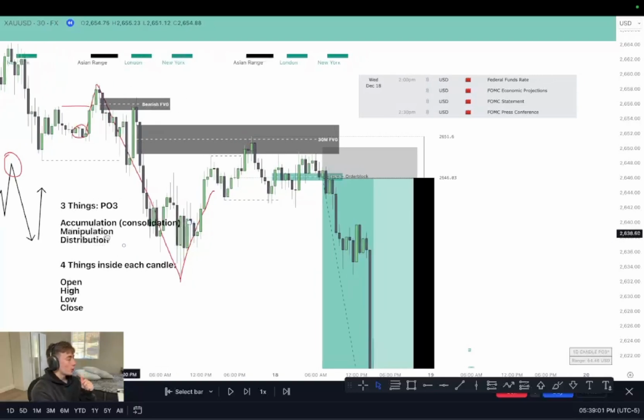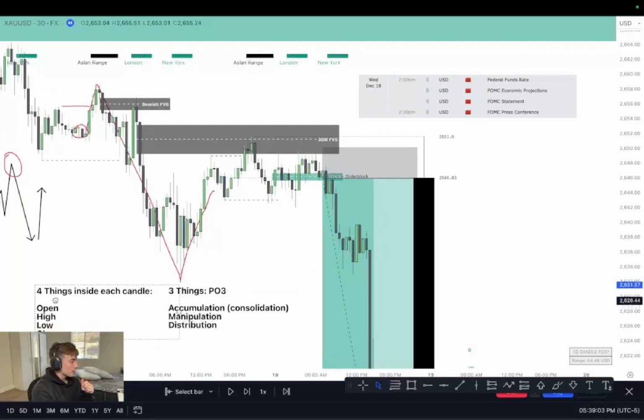I want you to go into your own charts using these rules right here. So look at the open, high, low, close of the daily candle and look at inside of that open, high, low, close for the accumulation, which would be the consolidation, the manipulation on both sides of liquidity, and then the actual distribution from an inefficiency like an FVG or an IFVG. That's the basic breakdown of what power of 3 is and how to identify that Judas swing within the daily candle.